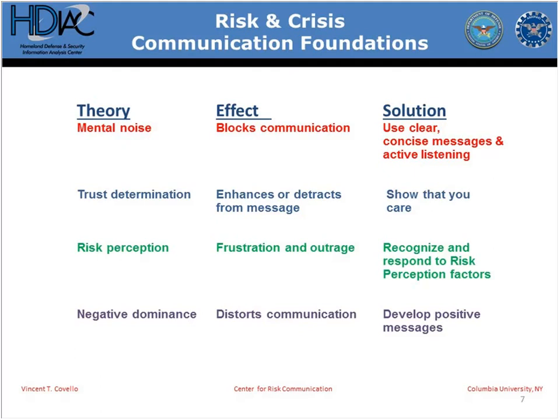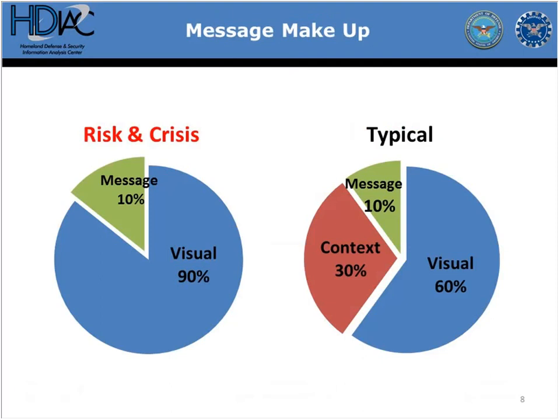So what we as communicators need to do is, as much as possible, communicate those messages in a positive manner. Now, if we look at message makeup, we see that there's a big difference in how people accept messages in a risk and crisis situation versus a typical day when we're receiving messages. From the visual, you'll see that in risk and crisis communication, 90% of your message is nonverbal, it's visual.